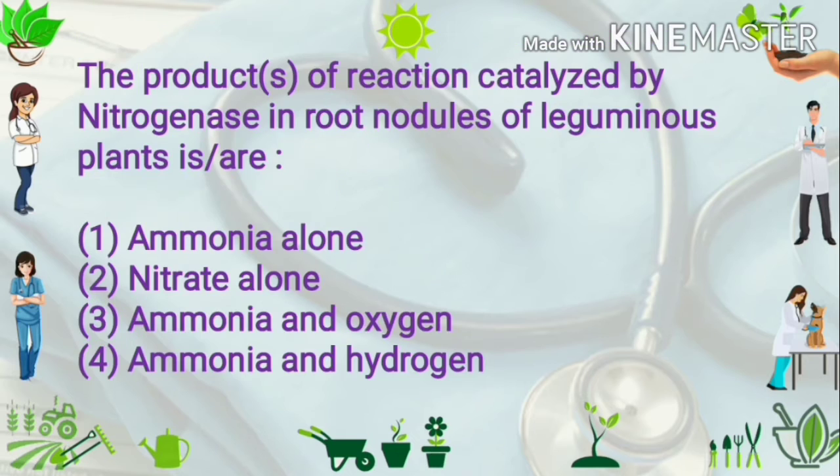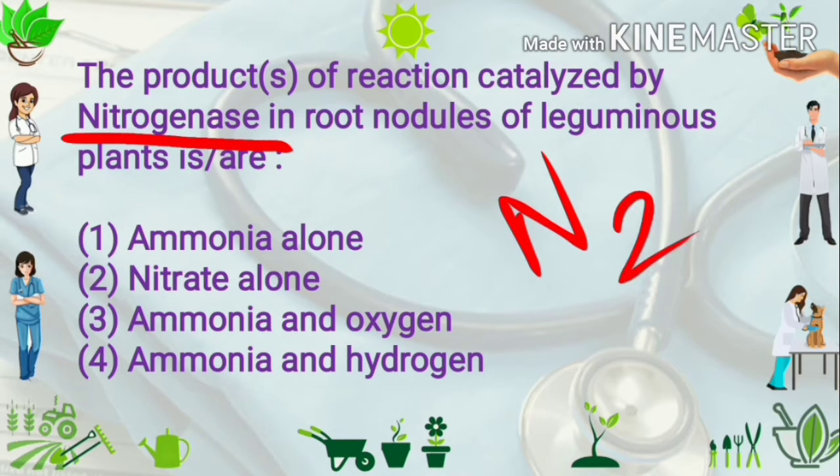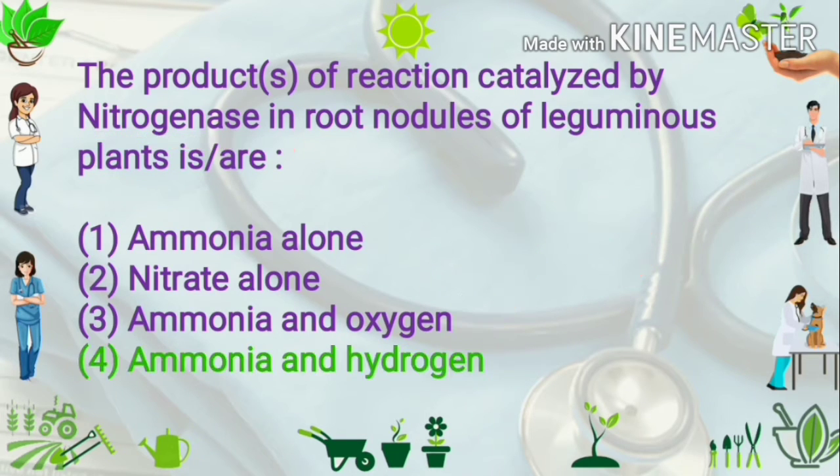Next question. The products of the reaction catalyzed by nitrogenase in root nodules of leguminous plants are ammonia alone, nitrite alone, ammonia and oxygen, ammonia and hydrogen. The nitrogenase enzyme converts atmospheric nitrogen into both ammonia and hydrogen. So the answer is ammonia and hydrogen.